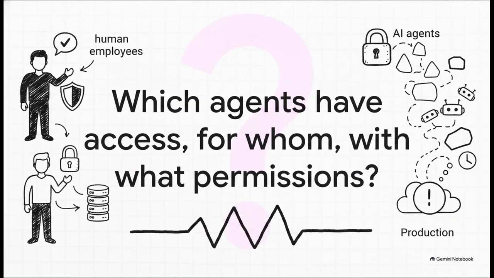Think about this for a second. If you ask most security teams who has access to production, they can usually give you an answer for their human employees in maybe 30 seconds. They check their SSO logs, glance at the IAM console, and boom, they're done. But ask them this: which AI agents have access to production, acting on whose behalf, with what permissions? And usually, you just get a long pause. Seriously, that long, uncomfortable pause. That is the exact problem we are solving today.